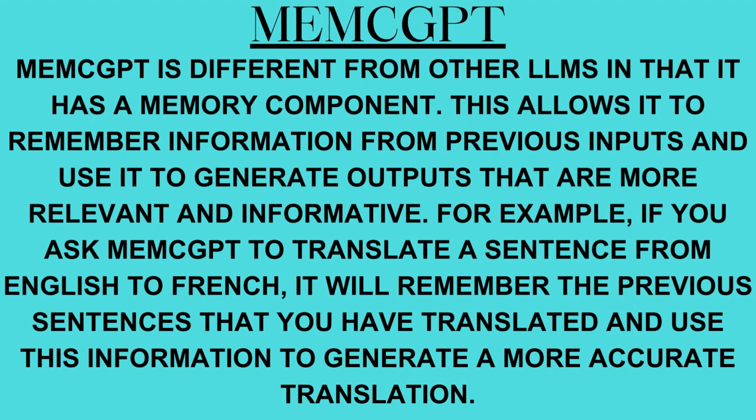MEMCGPT is different from other LLMs in that it has a memory component. This allows it to remember information from previous inputs and use it to generate outputs that are more relevant and informative. For example, if you ask MEMCGPT to translate a sentence from English to French, it will remember the previous sentences that you have translated and use this information to generate a more accurate translation.